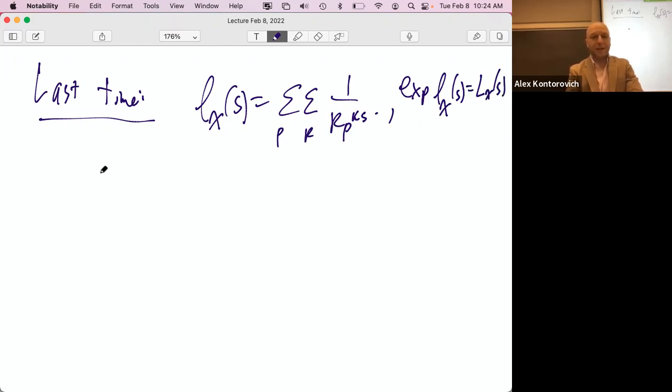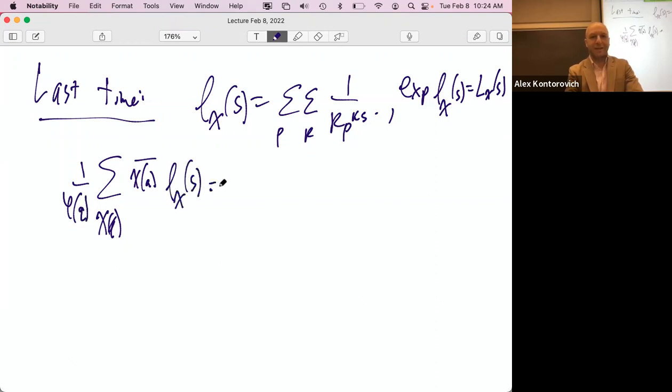And then we looked at the sum over all chi mod q of chi of a bar, times 1 over the number of these characters, phi of q, of L chi s. And we saw that this was, at least to leading order, a sum over the primes congruent to a mod q, 1 over p to the s, plus things that remain bounded as s goes to 1.